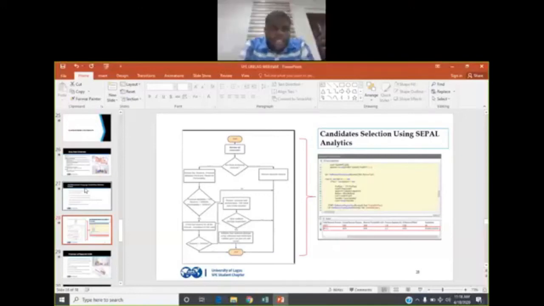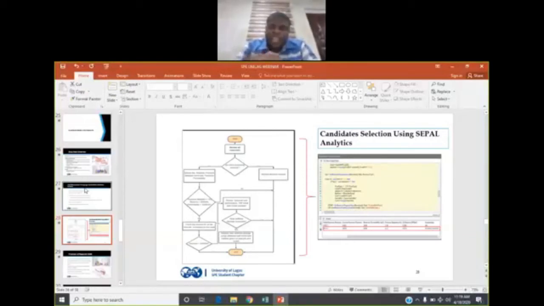Okay. I think I understand you. I would not go into how we use PROSPER, how we use SEPAL, because that would be a different ballgame. That would be another topic for another time. But I would just try to give you a high level summary.